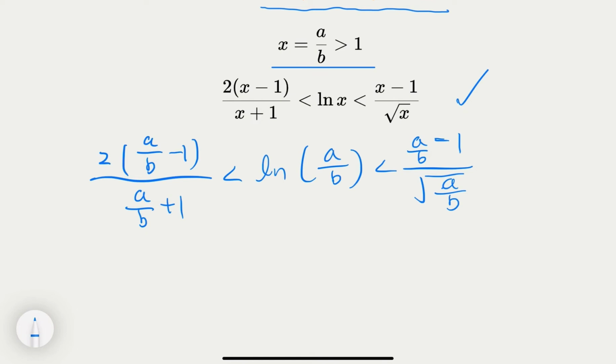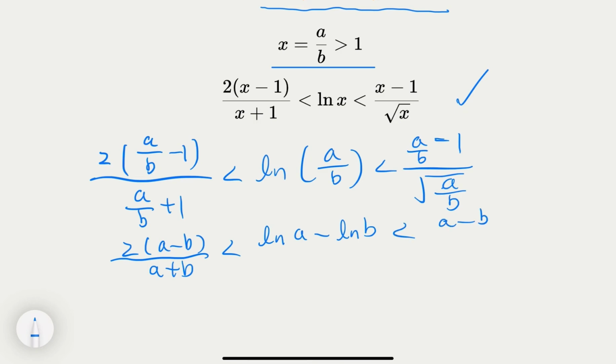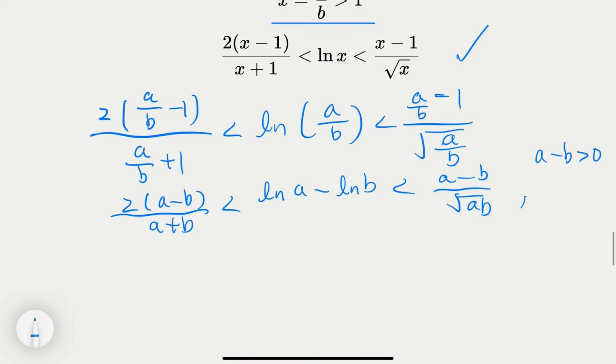In this fraction, we multiply b on both sides, at both denominator and numerator. So what we get is 2 times a minus b over a plus b. This is nothing but log a minus log b. This is going to be a minus b over square root of ab. Since a minus b is a positive number, we can divide by a minus b on all sides here. This becomes 1. Since they're all positive, if we flip the fraction, we're going to change the direction of the inequality.